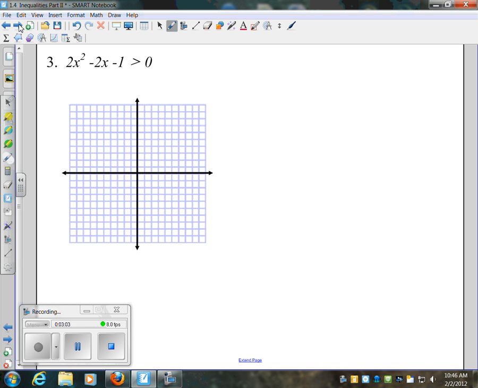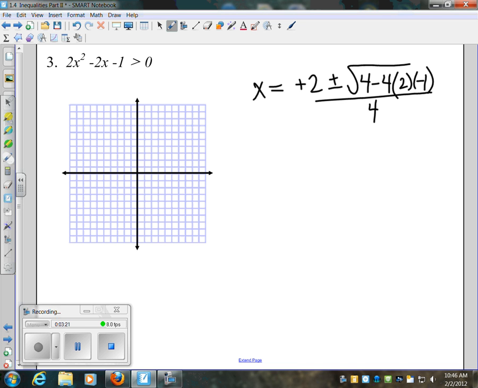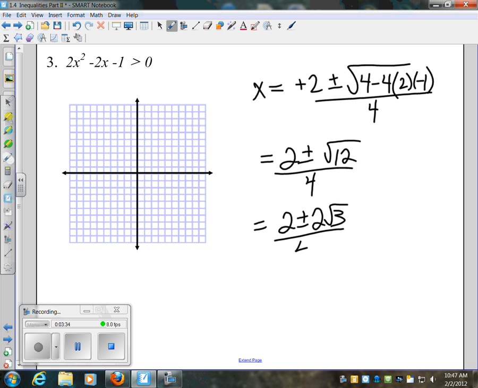Well, I know this parabola opens up. What I need to find is where it crosses the x-axis. You might be thinking, well, quadratic formula. Minus b plus or minus the square root of b squared minus 4 times a times c, divided by 2a. That would be 4 over 2. We go to simplify that. 4 plus 8 is 12. And if I simplify that, which can be simplified to this if I divide everything by 2, that would be my answer.